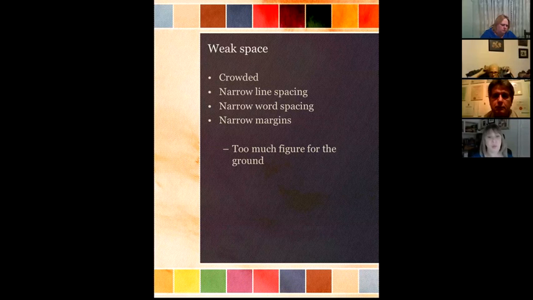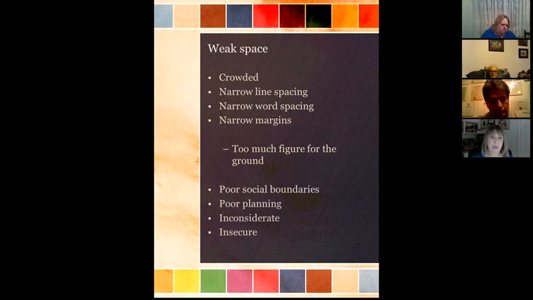What does that mean personality-wise? The person doesn't have good boundaries. They're not good at planning ahead. They may be inconsiderate. You have to look at other things. Well, let me stop myself here and say, no one thing is really important in Gestalt analysis. No one piece of handwriting means anything by itself. You have to look at everything in context. So what I'm saying here, poor social boundaries, poor planning, inconsiderate, insecure, those are generalities of weak space. But then we have to look at the individual writing and make sure that that's true and doesn't need some adjusting because of other things. Okay, so think about that.